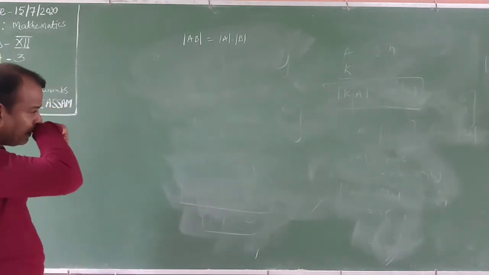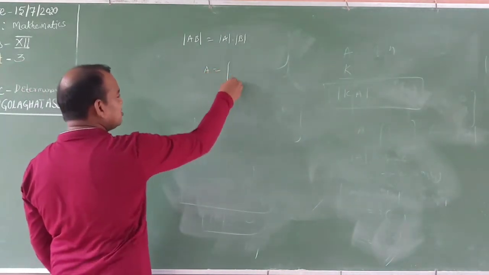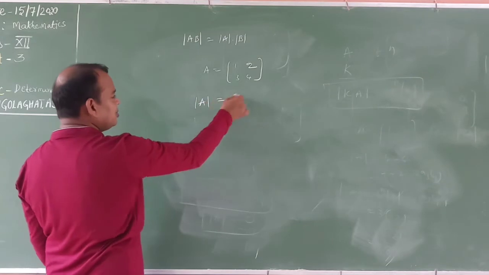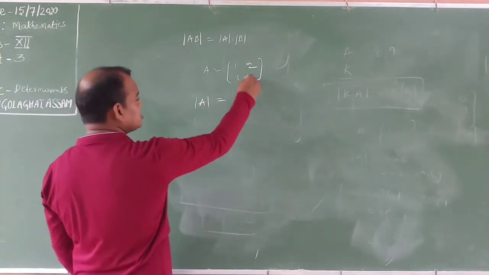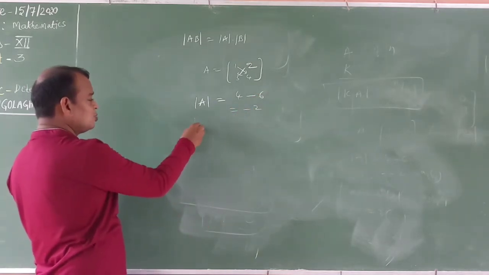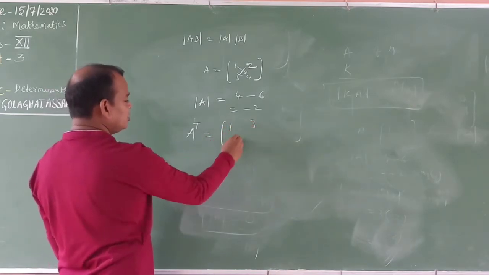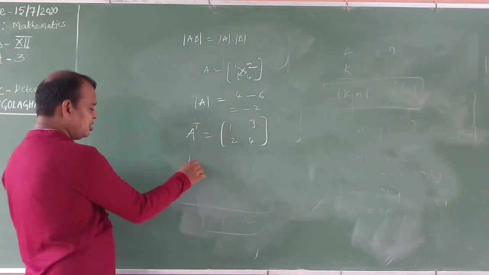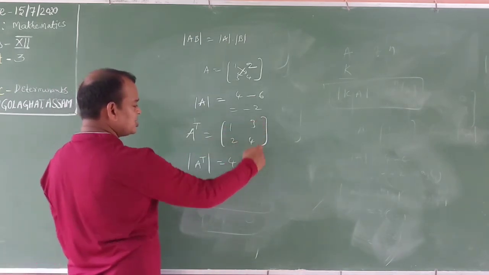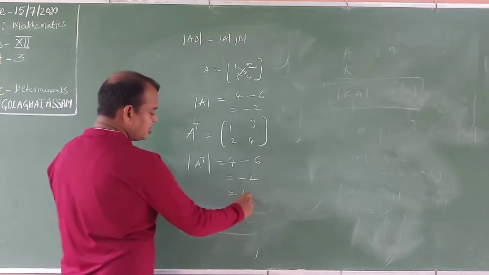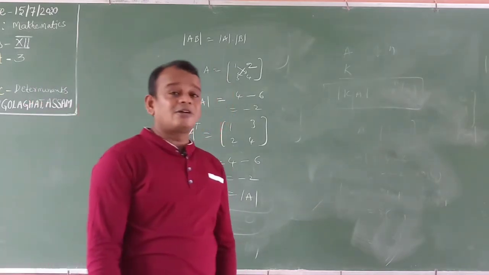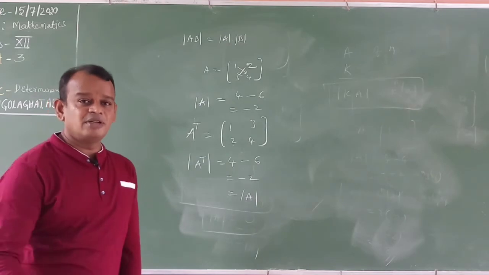Next property: take A equal to [1, 2; 3, 4], no problem at all. Determinant of A you know very well: AD minus BC, 1 into 4 minus 6, that equals minus 2. Now you can find the determinant of A transpose. A transpose is [1, 3; 2, 4]. Determinant of A transpose is 1 into 4 minus 2 into 3, which is 4 minus 6, also minus 2. A square matrix and its transpose have the same determinant. Determinant of A is equal to determinant of A transpose.